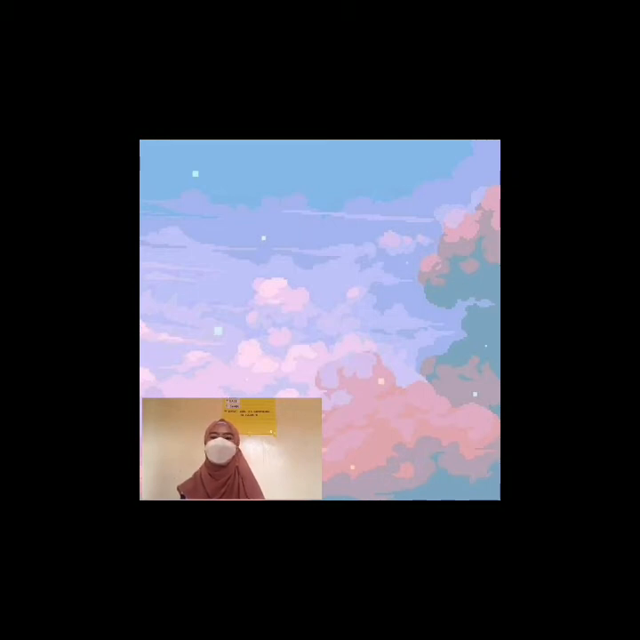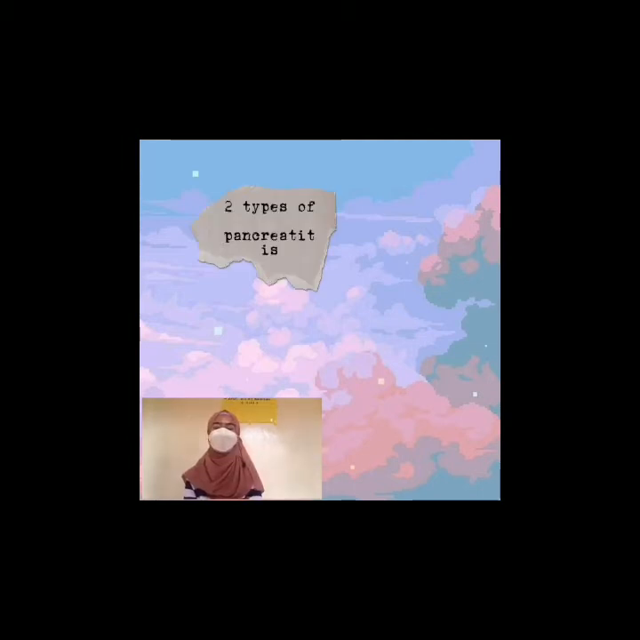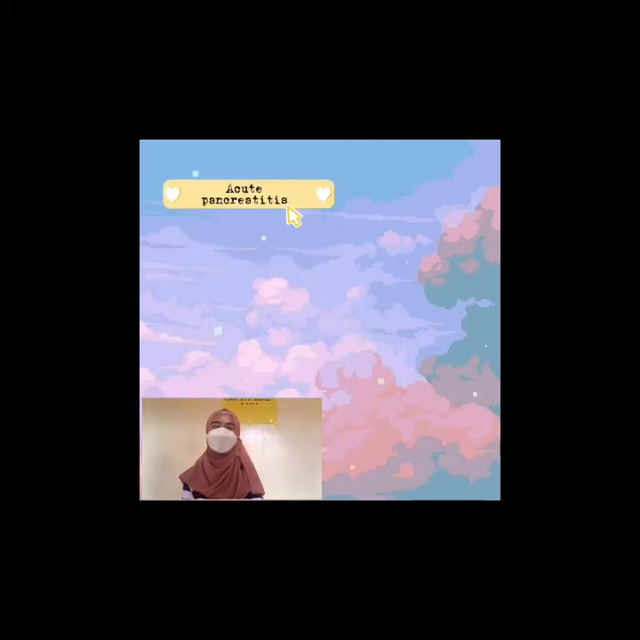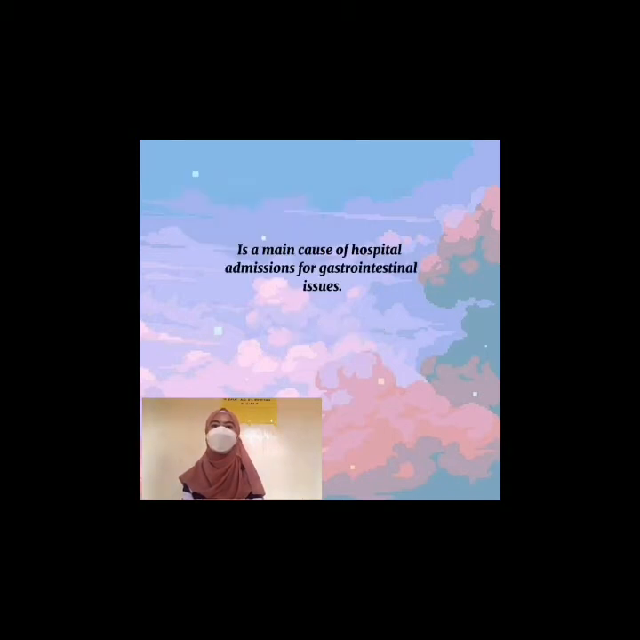Treatment of this disease depends on whether your pancreatitis is acute or chronic. We have two types of pancreatitis: acute and chronic pancreatitis. Acute pancreatitis is a main cause of hospital admissions for gastrointestinal issues. Also, acute pancreatitis is much more common in adults than children.